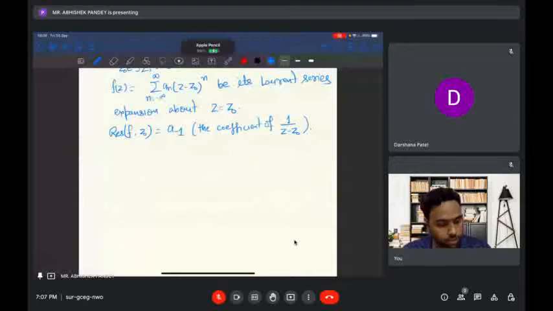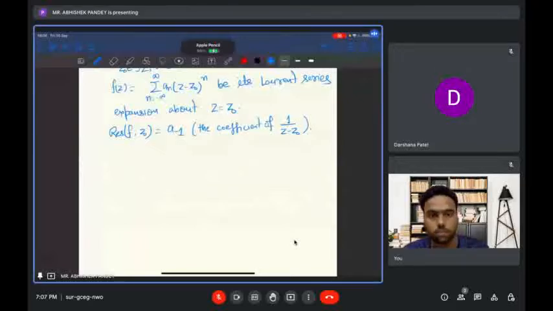So the first option is: if the residue of function f at point z naught equals 0, then z naught is a removable singularity.